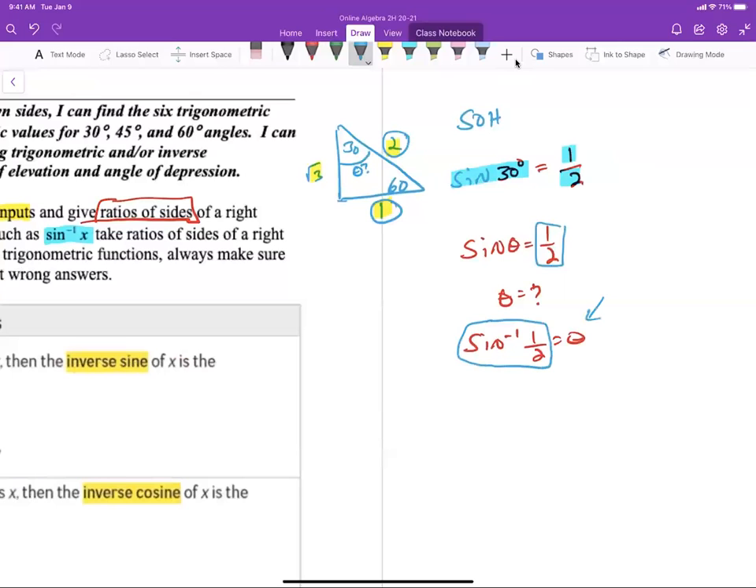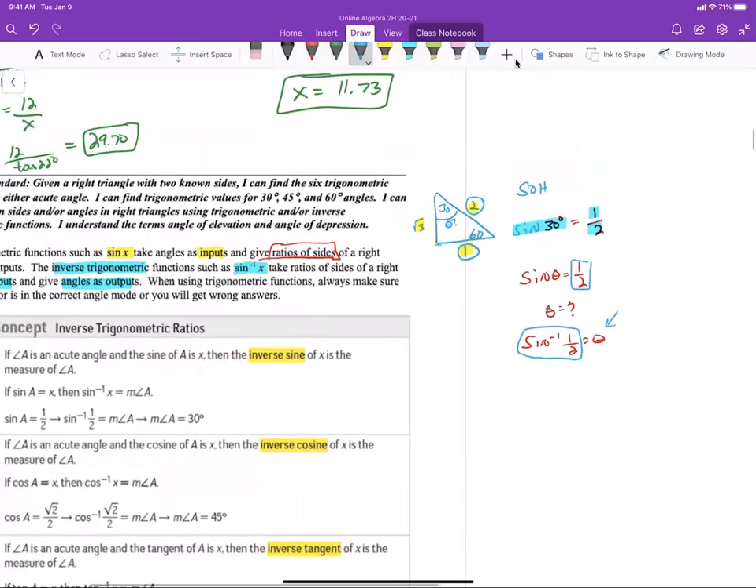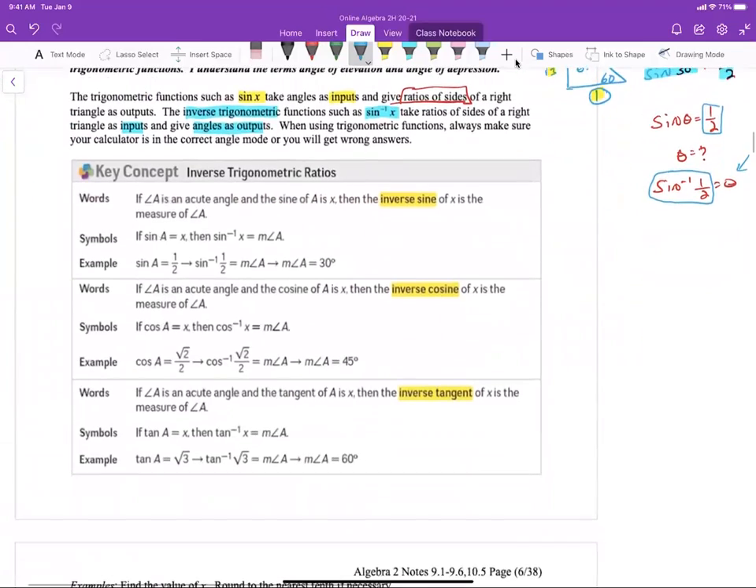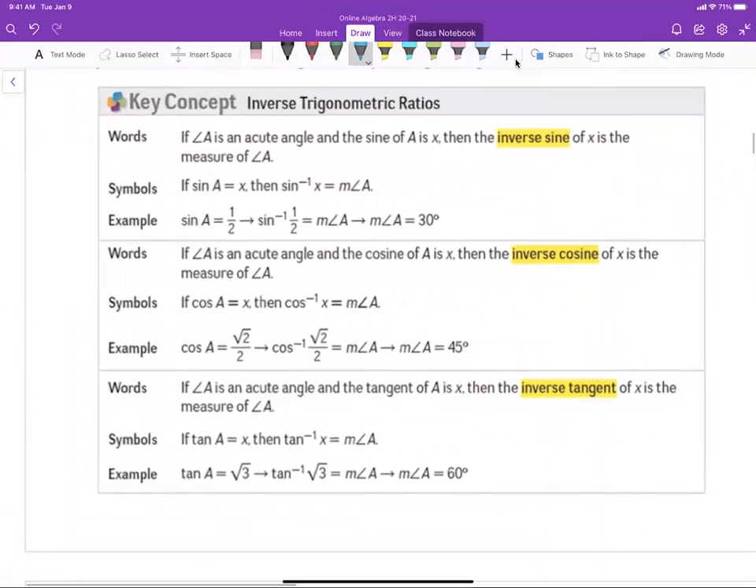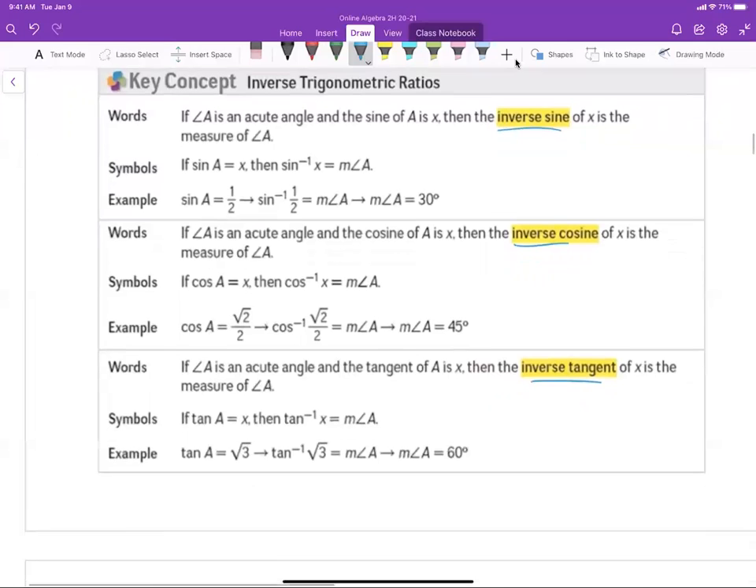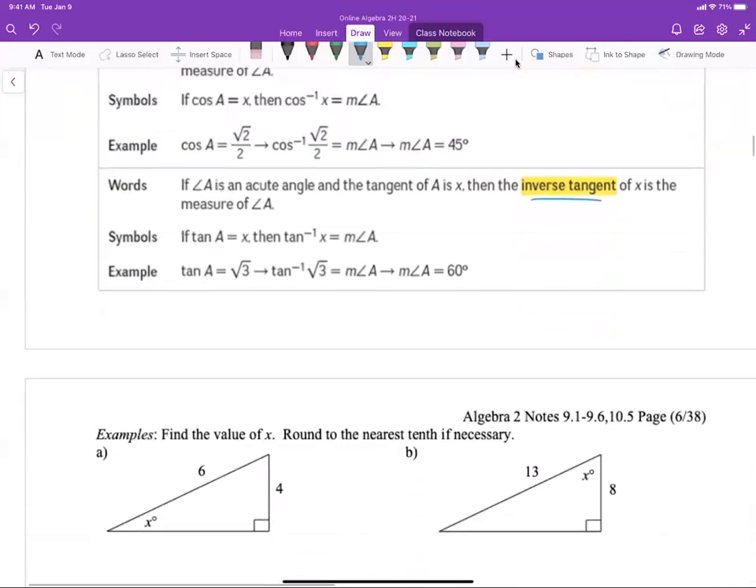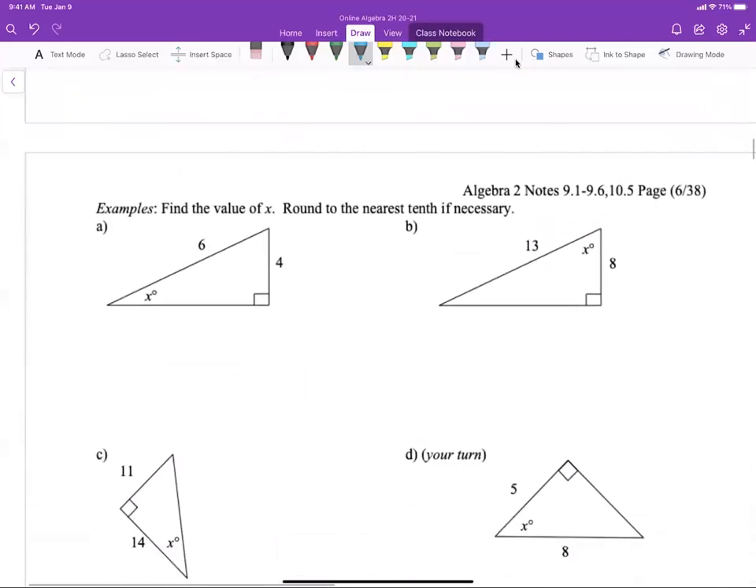Now it is again important that your calculator is in the correct mode, and we are in degrees right now for this Algebra 2 class. If you don't have it in the correct mode, you will get the incorrect answer. This box, I'll let you go through and look at yourself. We have the inverse sine, cosine, and tangent, telling you that the outputs of an inverse sine, inverse cosine, inverse tangent are the angles associated with those ratios.